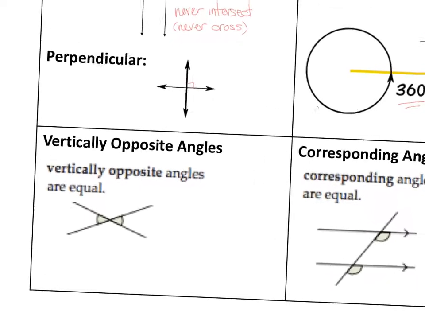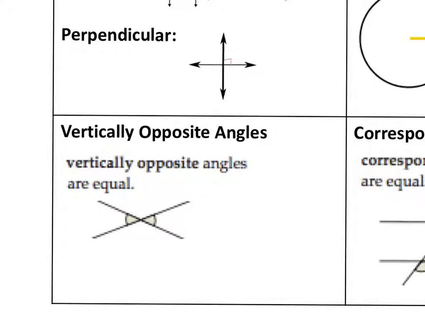Now it gets a little bit tricky. So now we're going to start talking about angles and what happens when lines intersect. Vertically opposite angles are when two lines cross, and the angle right across from it, so imagine they make that X shape, is the same value. For example, if we know that this part right here is 30 degrees, the one opposite of it will also be 30 degrees.